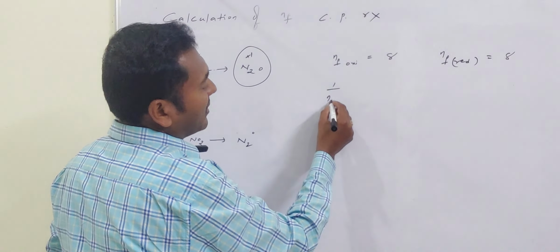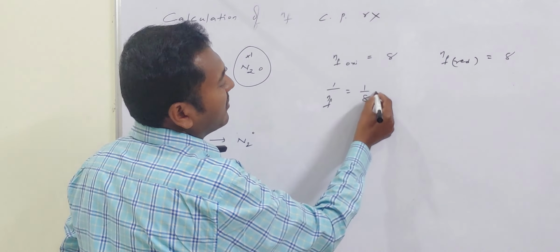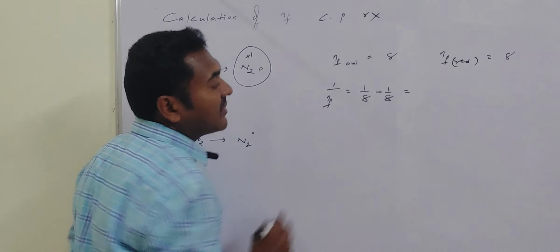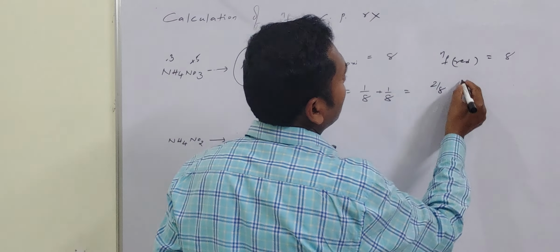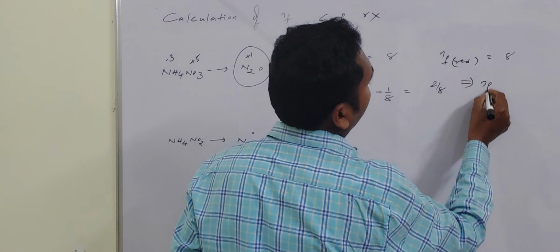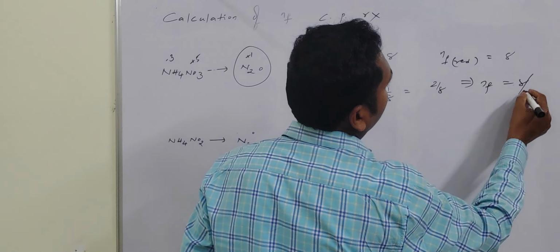So therefore the total n factor becomes equal to 1 by n factor of oxidation plus 1 by n factor of reduction, that becomes equal to 2 by 8. If I take the reciprocal, the net n factor becomes equal to 8 by 2 is equal to 4. 4 is the n factor for N2O.